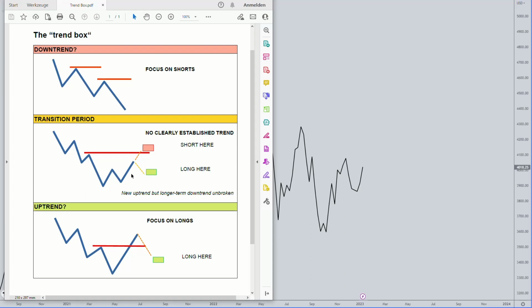Then we might already have established a new uptrend, but the longer term downtrend, as you can also see in this very basic drawing of mine here, might still be unbroken. Or are we already in a real uptrend? In this case, we would assume that the longer term swing point for the downtrend has already been broken, and then we would obviously focus on longs, looking for retracement areas at where to do business.